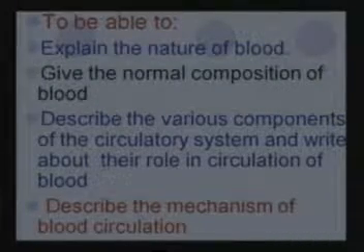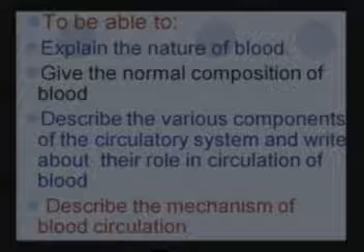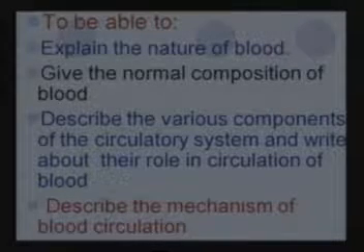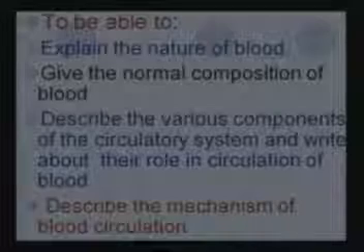Today I'll talk about the blood and the circulatory system in humans. After studying this lesson, what would you achieve? That is the various things which I have written. You will be able to explain the nature of blood, give the normal composition of blood, describe the various components of the circulatory system, and write about their role in circulation. You will be able to describe the mechanism, how the blood flows through the various tubes and how it is pumped into the various parts of the body.